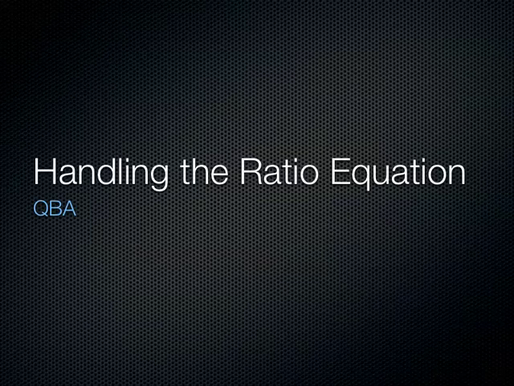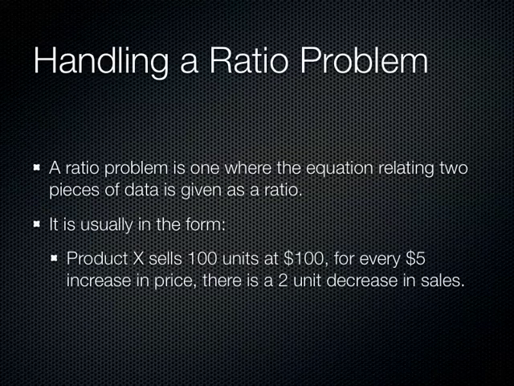Handling the ratio equation for quantitative business analysis. A ratio problem is one where the equation relating two pieces of data is given as a ratio. It's usually in the form of product X, let's say Air Jordans sell 100 units at $100. For every $5 increase in price, there's a 2-unit decrease in sales, which only makes sense. For most things, when you increase the price, the number that you're able to sell goes down, and vice versa.